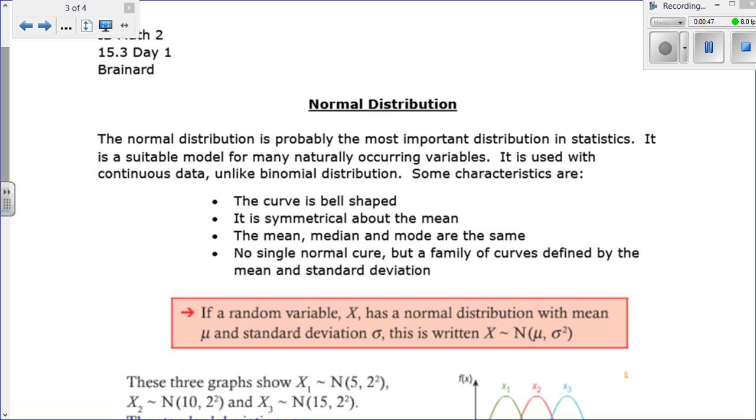Some of the characteristics are that the curve is bell-shaped. It is symmetrical about the mean. The mean, median, and mode are the same. And there's no single normal curve, but a family of curves defined by the mean and the standard deviation. So every curve will look a little bit different, except they'll have the same basic shape.